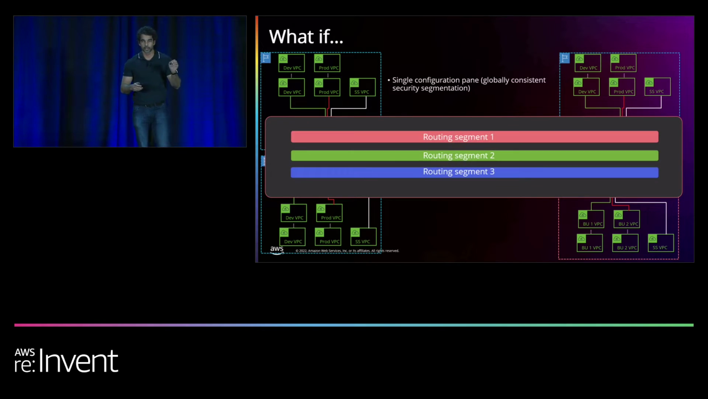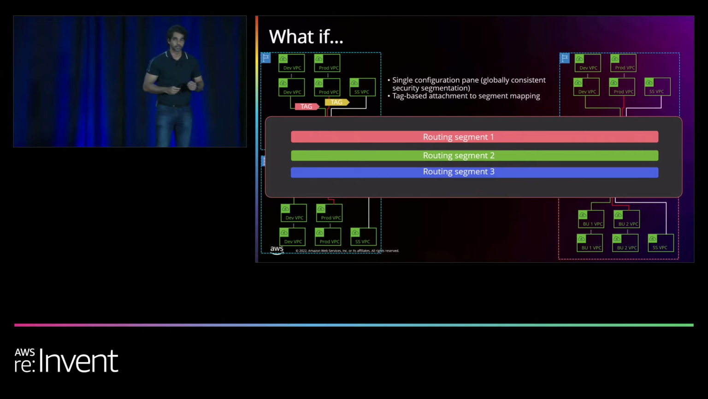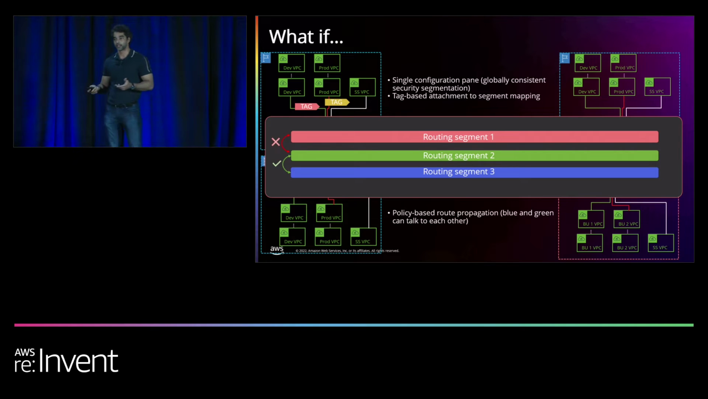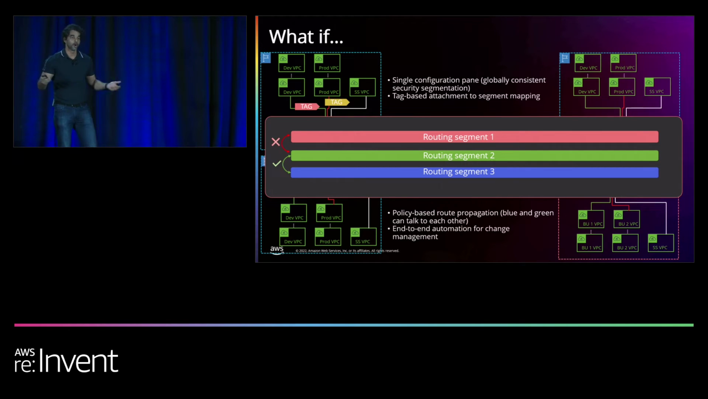where through a single configuration pane, we can define globally consistent security segmentation. We can have tag-based automation, where you tag your attachments and they automatically associate to the right segment. You can define policies, and the route sharing automatically happens behind the scenes. For example, here, a blue and green routing segment can talk to each other. And finally, what about automating it end-to-end for any kind of changes you make to the network?